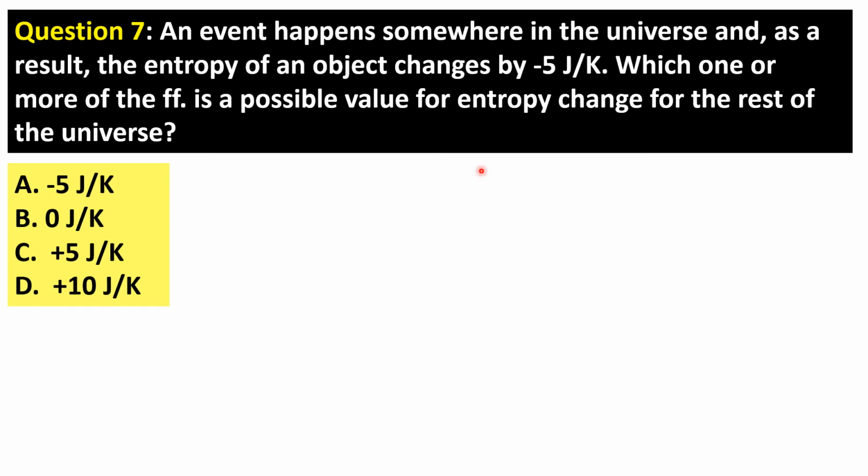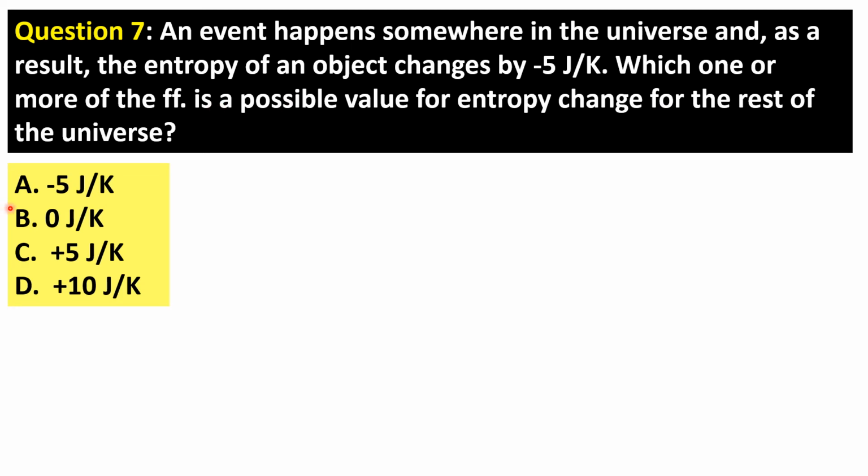Question number 7. An event happens somewhere in the universe, and as a result, the entropy of an object changes by negative 5 joules per Kelvin. Which one or more of the following is a possible value for entropy change for the rest of the universe?